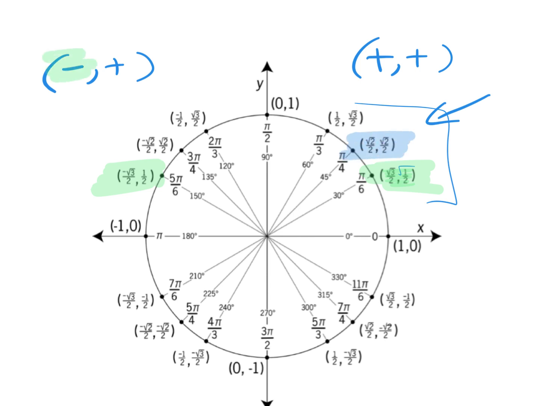Same thing here for this one. Same ordered pair, square root 2 over 2, square root 2 over 2. The only difference is the X is negative. And again, this top one is exactly the same. The only difference is the X is negative.